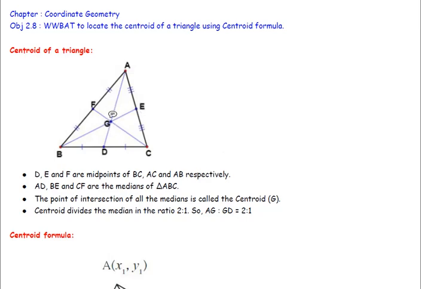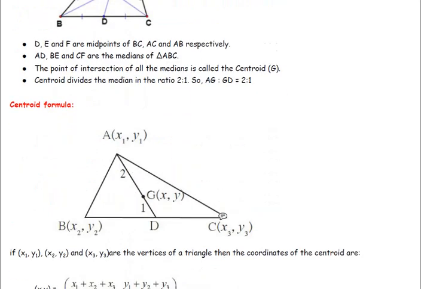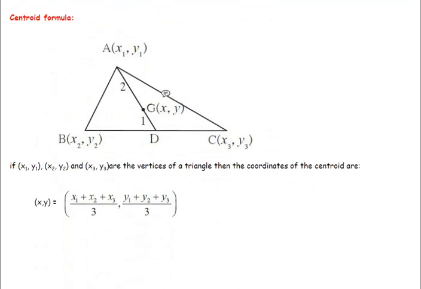We will only be asked to find the centroid of a triangle, for which we have a very simple formula. The formula says that suppose you have a triangle ABC with three points: A is x1, y1, B is x2, y2, C is x3, y3. All three points are given to you, and you have to find the centroid of it. The centroid will have an x and a y value. The x part of it will be given as x1 plus x2 plus x3 by 3, and the y part will be given as y1 plus y2 plus y3 by 3.